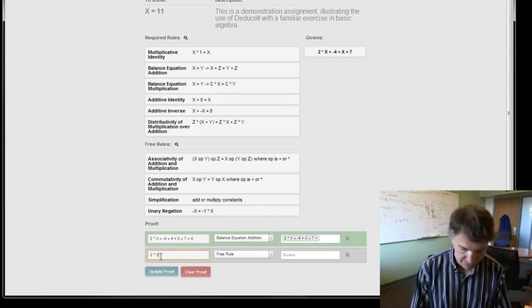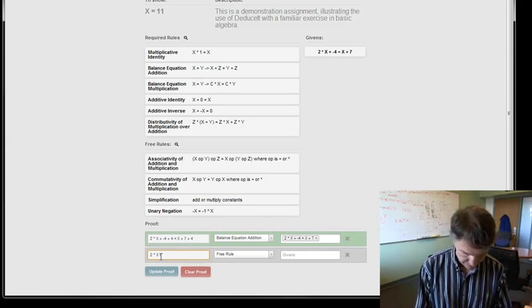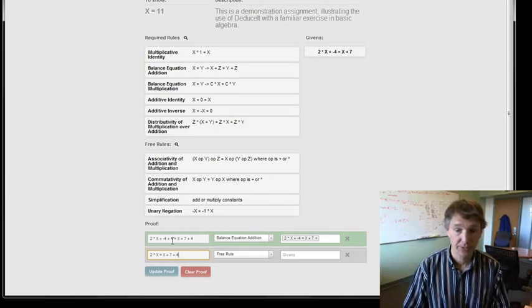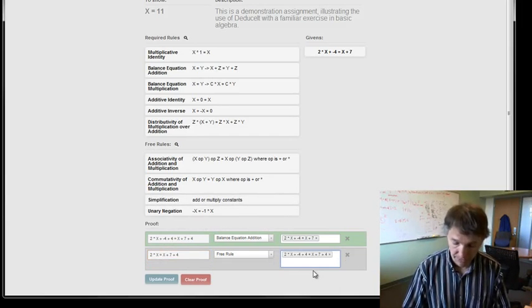So that's equal to 2 times x on the left-hand side, and the right-hand side, x plus 7 plus 4. And we think we can do this here because 4 plus negative 4, well, that's just adding constants, and that's one of our free rules. Okay, so we're allowed to add up constants, and getting the 0 there should be something we can do for free. All right, and that follows from our previous step.